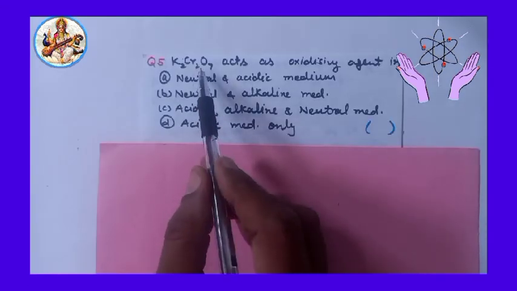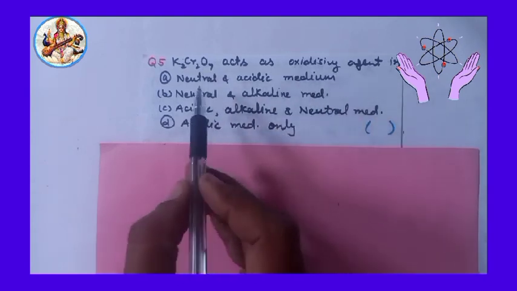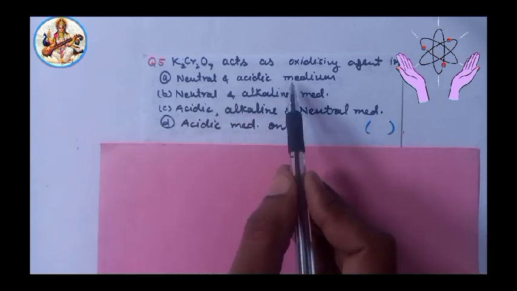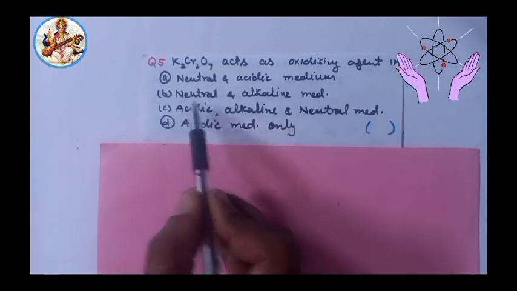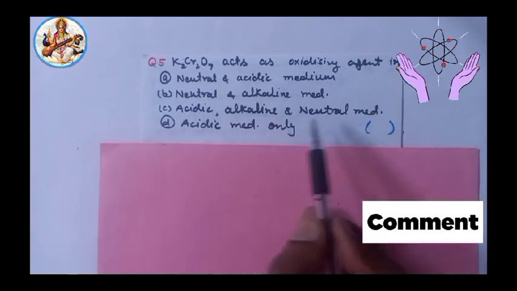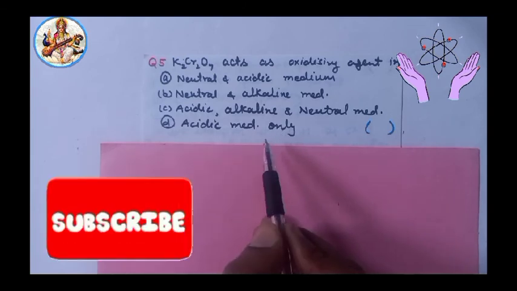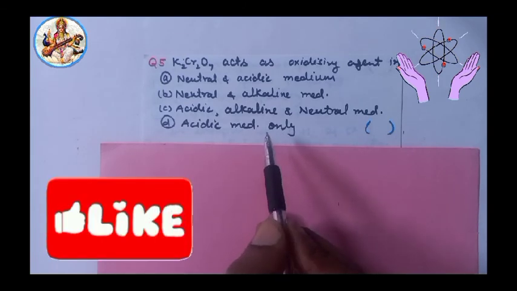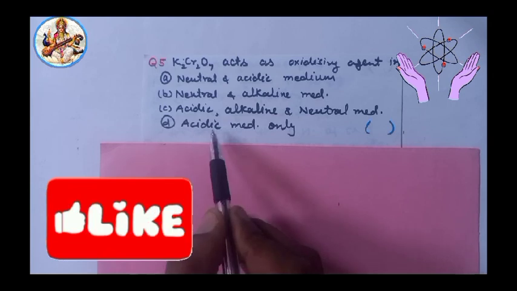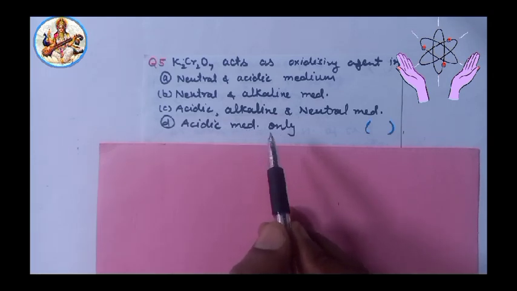Important question. Next question. Potassium dichromate acts as an oxidizing agent in: option A, neutral and acidic medium, B, neutral and alkaline medium, C, acidic, alkaline and neutral medium, D, acidic medium only. Very important. The answer will be option D, acidic medium only.